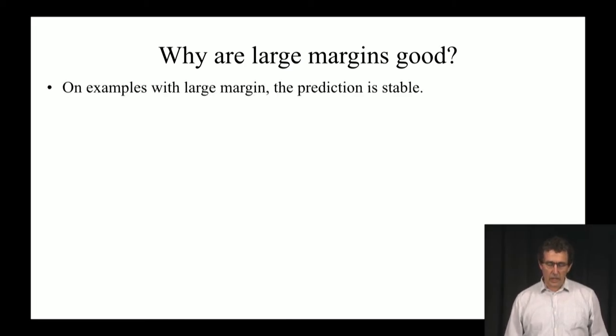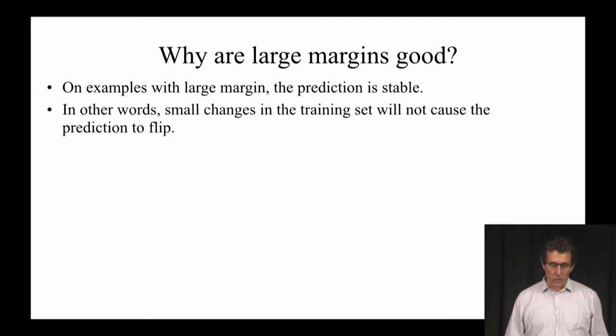On examples with large margin, as we said, the prediction is stable. Okay, so prediction is independent of small changes in the training set. So we're pretty confident that we're going to make that prediction even if we got a different training set. And that's what we mean by confidence. In other words, if we make small changes to the training set, it's not going to cause the prediction to change. And so we can predict with confidence.